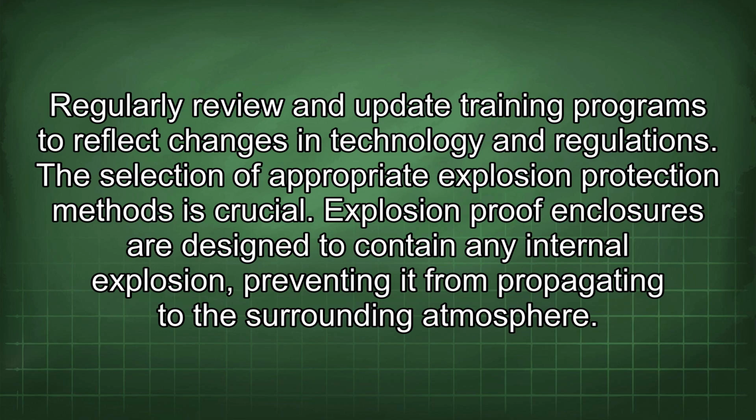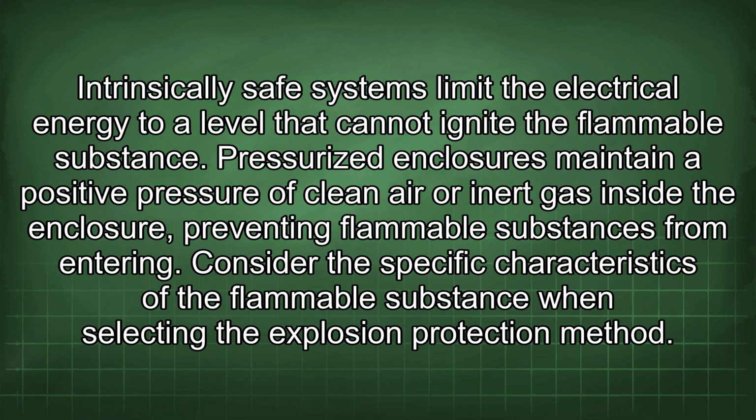The selection of appropriate explosion protection methods is crucial. Explosion-proof enclosures are designed to contain any internal explosion, preventing it from propagating to the surrounding atmosphere. Intrinsically safe systems limit the electrical energy to a level that cannot ignite the flammable substance. Pressurized enclosures maintain a positive pressure of clean air or inert gas inside the enclosure, preventing flammable substances from entering. Consider the specific characteristics of the flammable substance when selecting the explosion protection method.